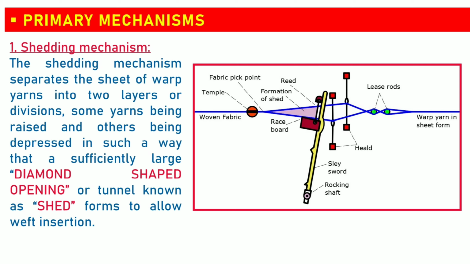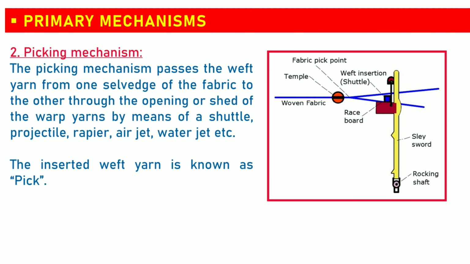In primary mechanisms, first is shedding mechanism. Shedding mechanism separates the sheet of warp yarns into two layers or divisions, some yarns being raised and others being depressed in such a way that a sufficiently large diamond-shaped opening or tunnel known as shed forms to allow weft insertion. Now, second is picking mechanism.